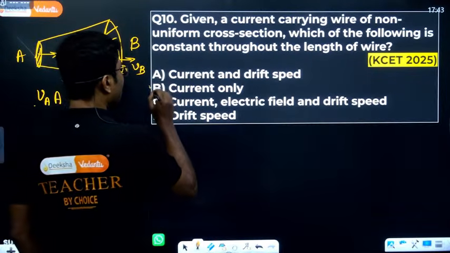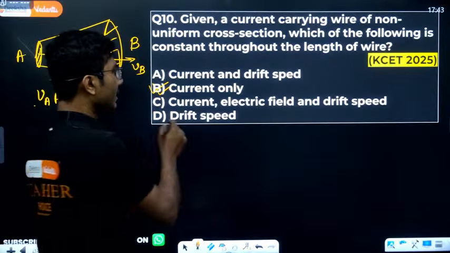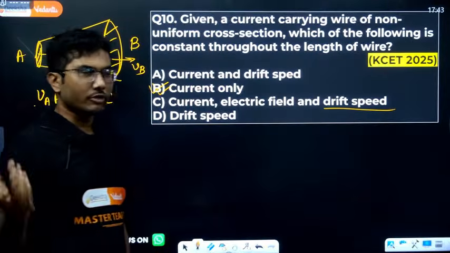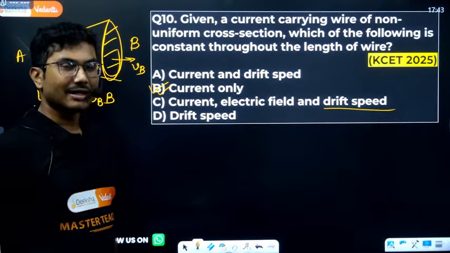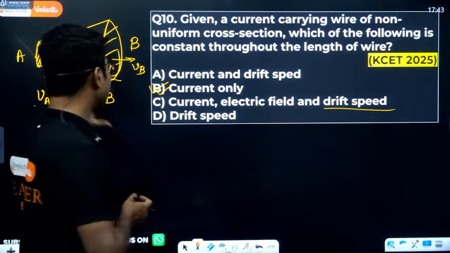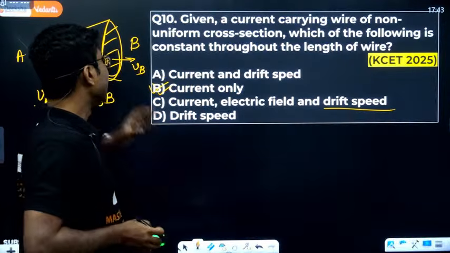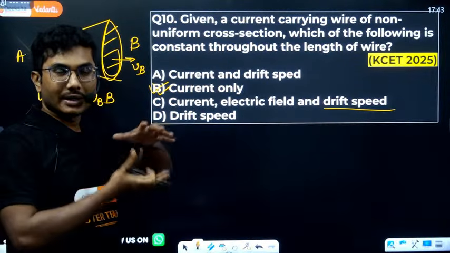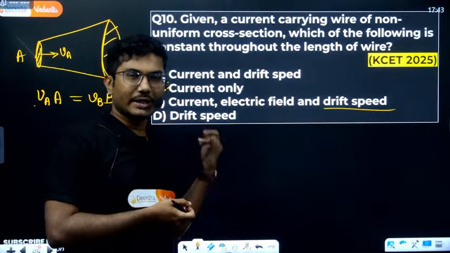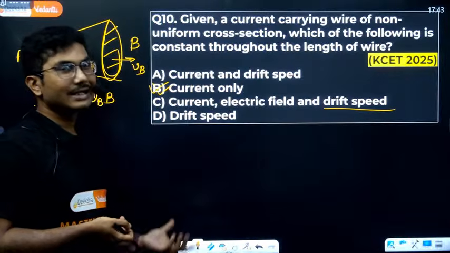So current only. Now why not electric field? First of all, in this option along with electric field, drift speed is also mentioned. As I mentioned, drift speed is not constant, so you can ignore it. But electric field is also dependent on the width of the conductor. That's why in the narrower region, electric field will be a little stronger. In the broader area, when the surface area is more, the electric field will be slightly weaker. So electric field and drift speed almost go hand in hand. But electric current is constant.